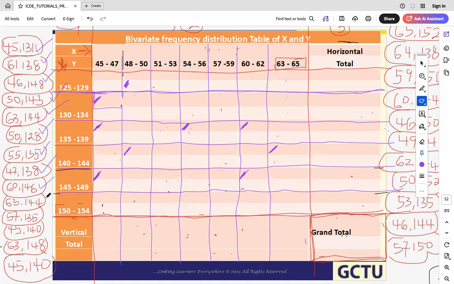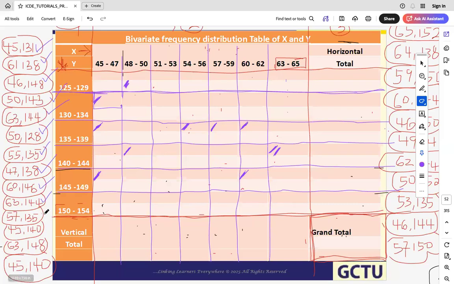This is done. We move to 63, 144. 63 is in this column. So you come down, look for 144. It means we are landing here. 63, 144. This becomes the second tally in this box. So that is also done. Then 57 against 135. 57 is in this block. Then we look for 135. We land here. So fortunately, we land here as the first in this box.